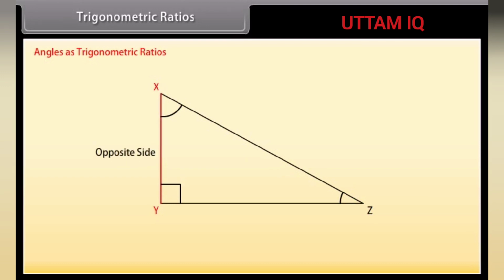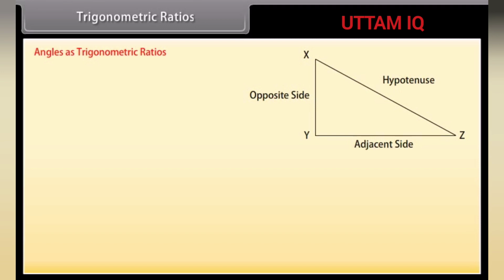XY is the side opposite to angle Z. YZ is the side adjacent to angle Z. XZ is the hypotenuse. Let us now express different measures of angle Z as ratios of the sides of triangle XYZ. Sine of angle Z is equal to sin Z, which equals opposite side upon hypotenuse.